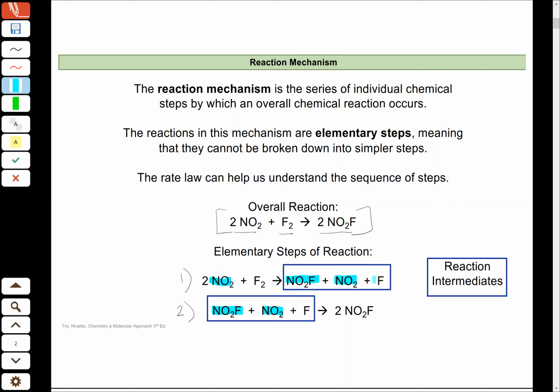We'll also form an intermediate F, which will be used as the reactant in our second step and will not appear in our products. And so our overall reactants end up being the NO2 and the F2, and we'll use this NO2 here as well. And then our overall product will be the NO2F. And these ones I've highlighted blue are our reaction intermediates, things that will form and then be consumed before the end of the reaction.